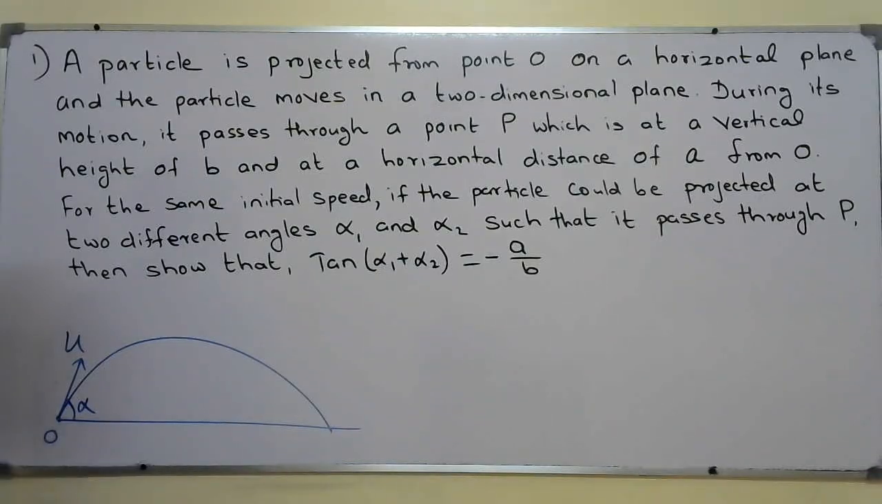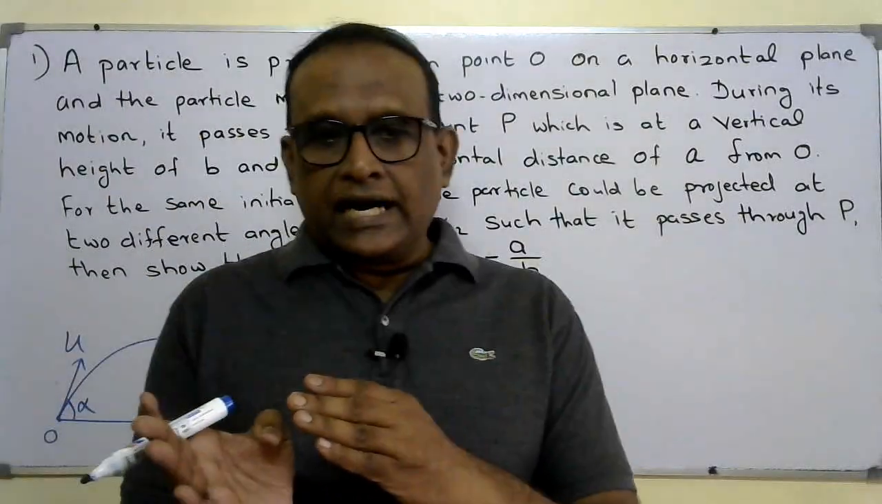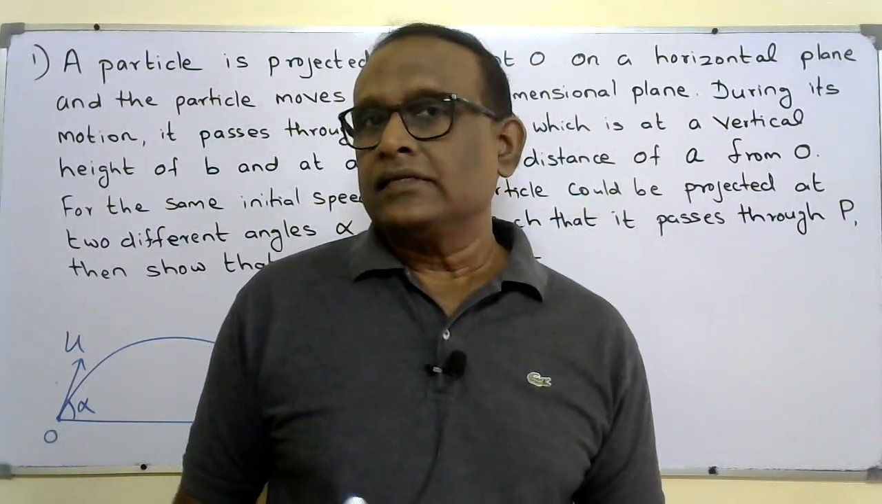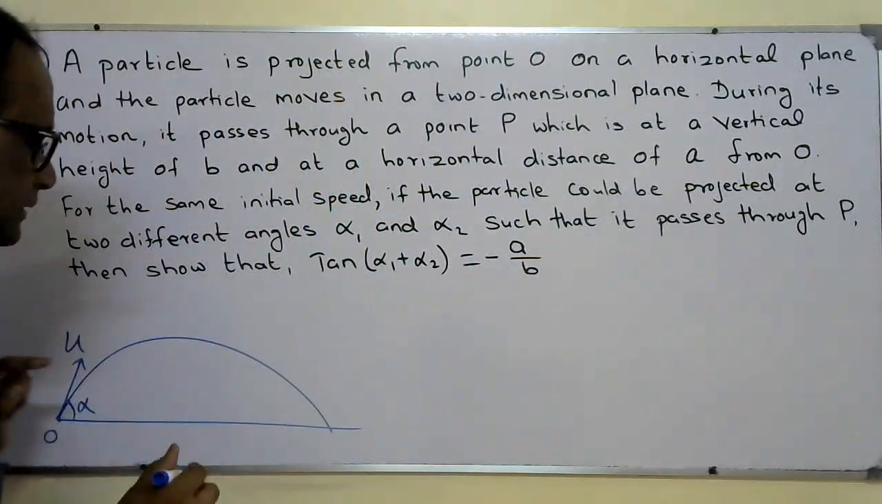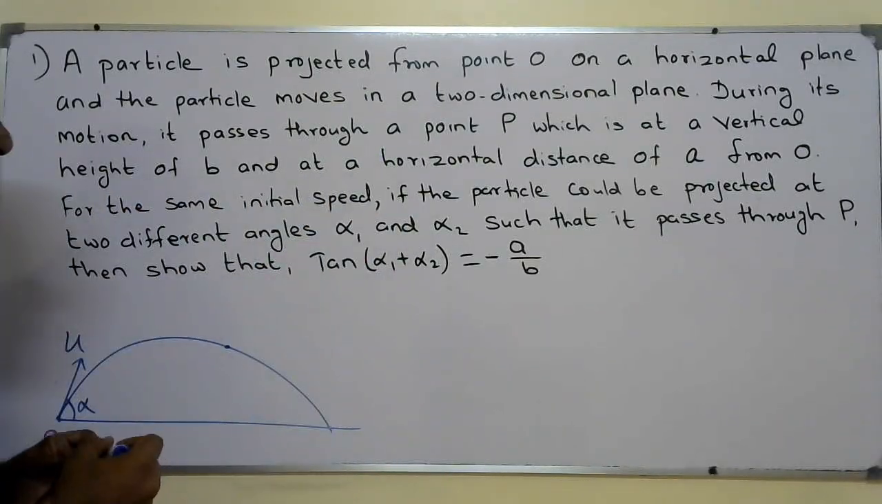During its motion, it passes through a point P. We don't know whether the point P is on the left side of the highest point, the maximum height, or the right side of the maximum height. We'll just take a point P somewhere here. This is the point P, which is at a horizontal distance of A from O.